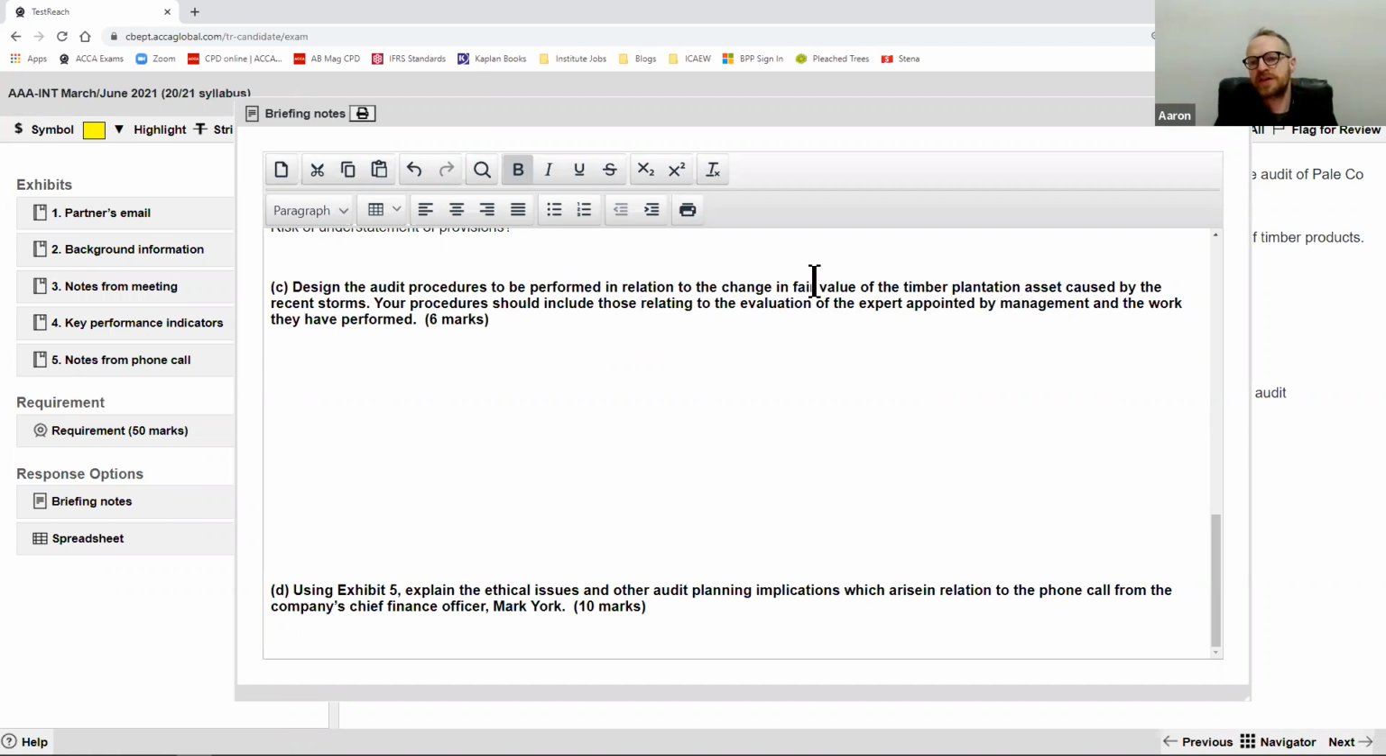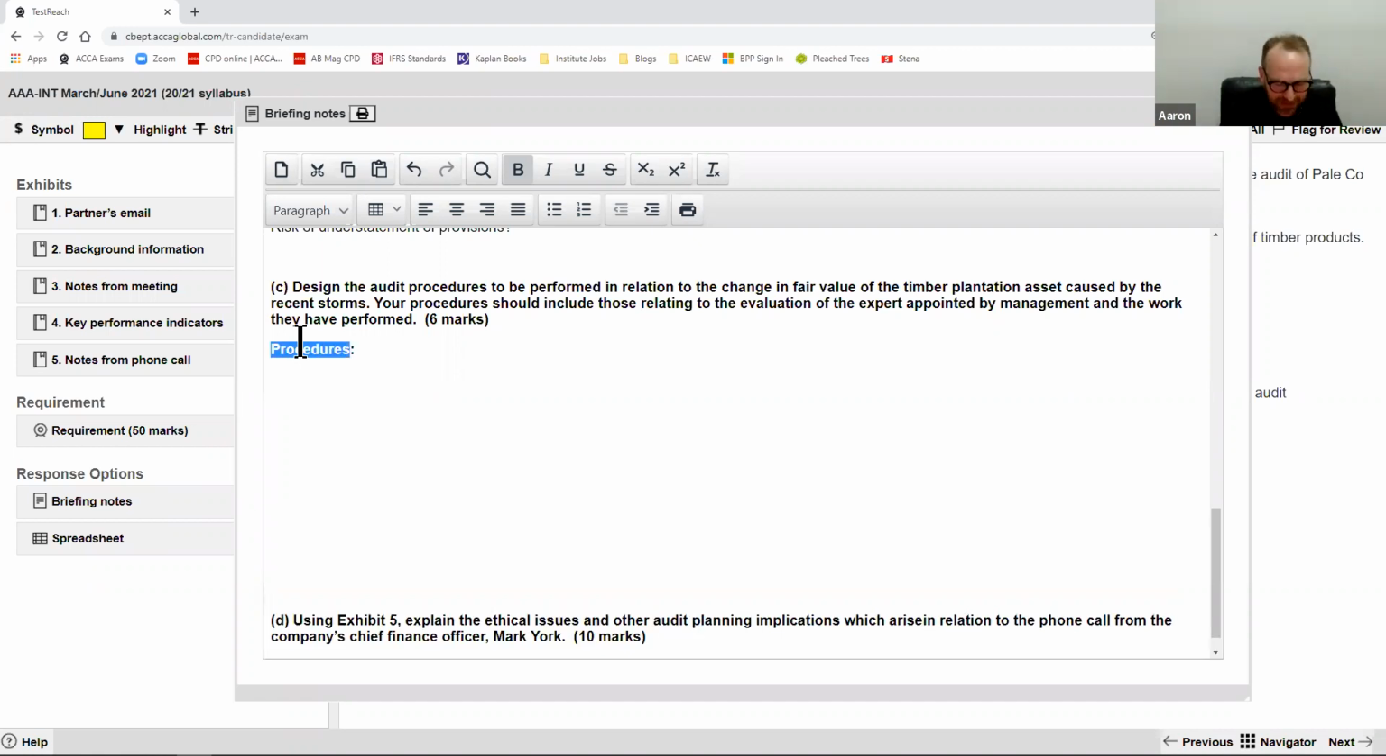Okay, so look, they've got this fair value for this timber valuation asset under IAS 2. The accounting treatment doesn't matter that much, but it's the fact that there's been an external expert appointed by management, and we need to think about that. So first of all, the evaluation of the expert, you should be thinking about independence, objectivity, all those sorts of things. But when you're thinking about procedures, because procedures are something that is done really badly, and I mean really badly, I want you to be thinking about it in this way.